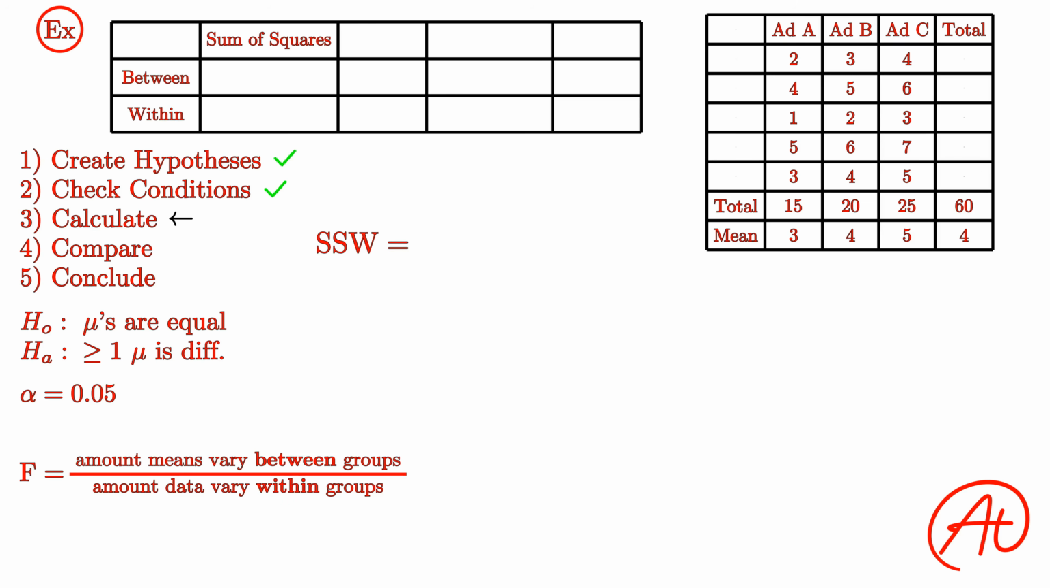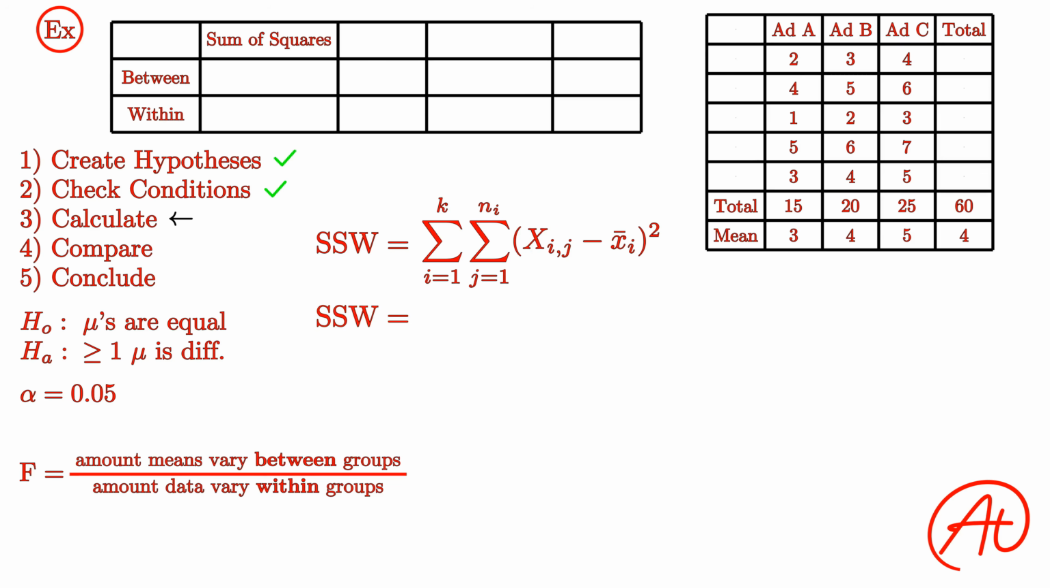If you were to see the formal formula for this, you might see it like this, where k would be the number of groups you have, n sub i would be the sample size of each group, x sub ij would be the data point, and x sub i bar would be the mean for that data point's group. Since this can be confusing, let's work this out together.